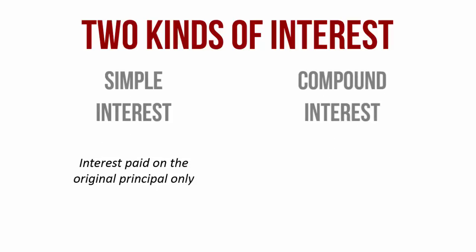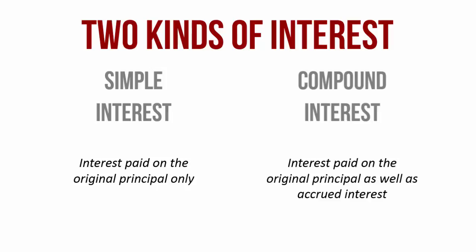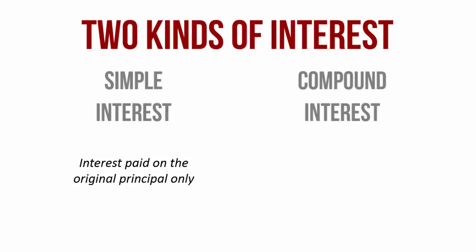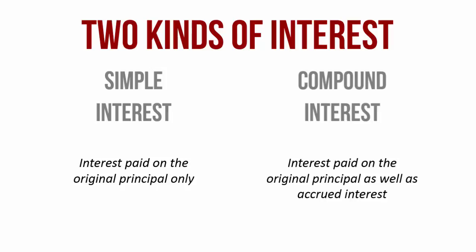Simple interest is interest that is paid on the original principal only, whereas compound interest is interest that is paid on the original principal as well as the accrued interest.